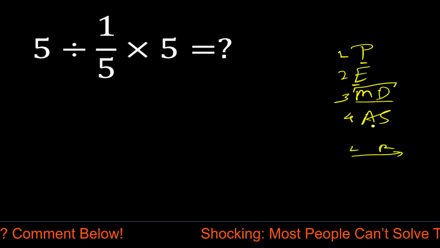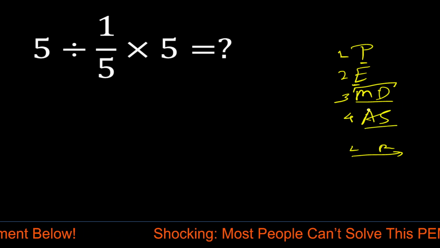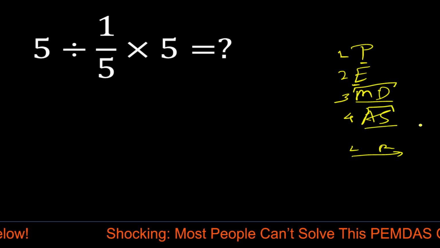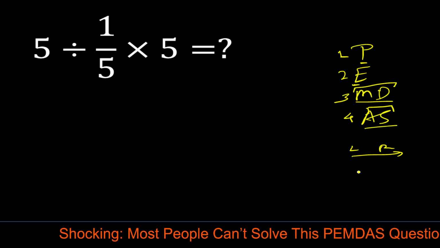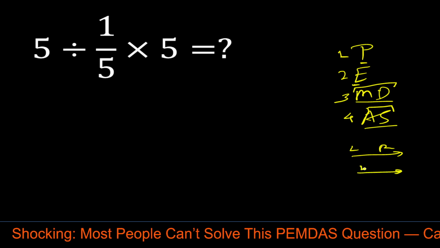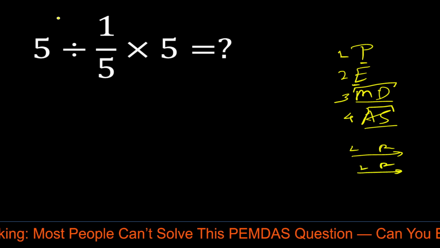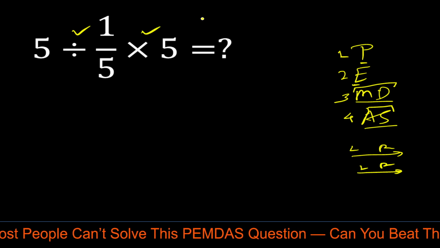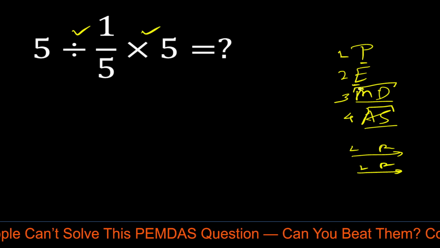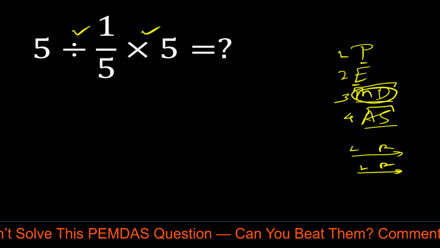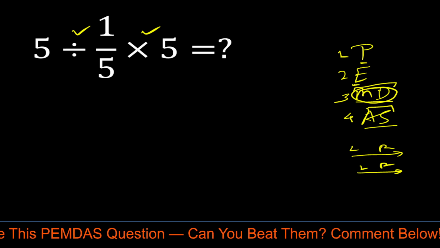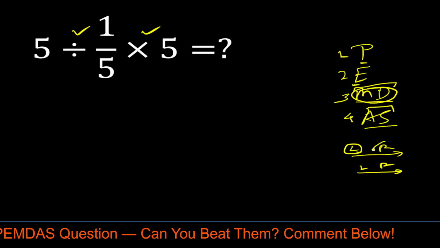Then fourth and last priority is addition and subtraction. Also addition and subtraction both have equal priority, so we have to solve it from left to right. So in this question, here we have division and here multiplication. So multiplication and division both have equal priority, so we have to solve it from left to right.